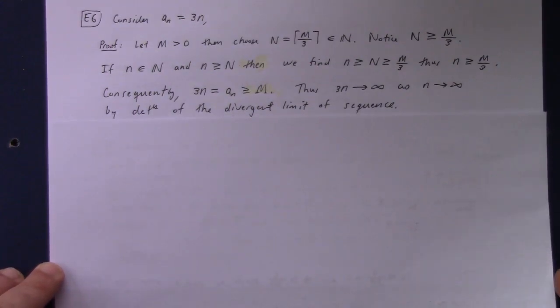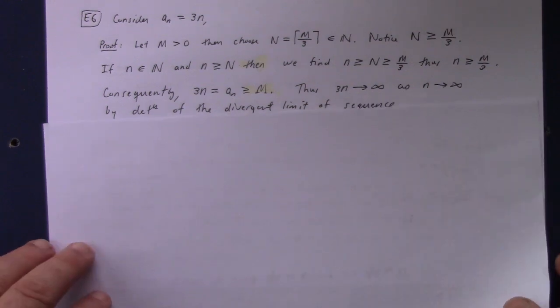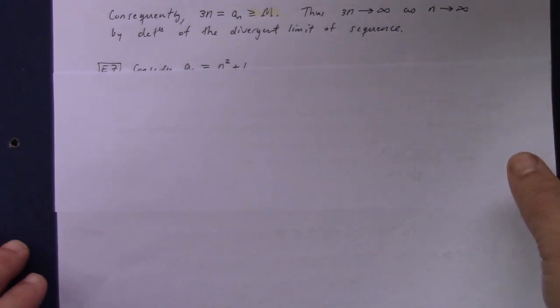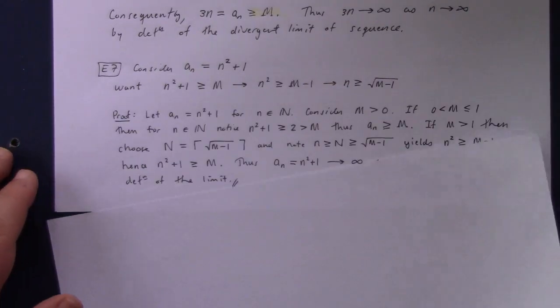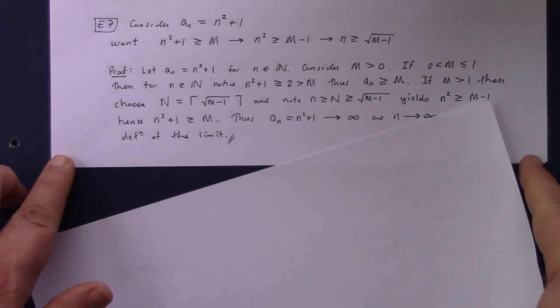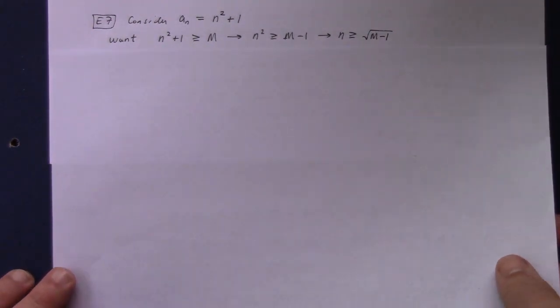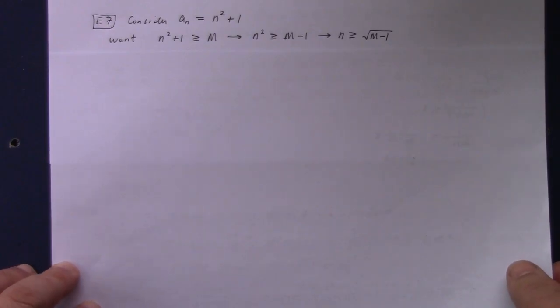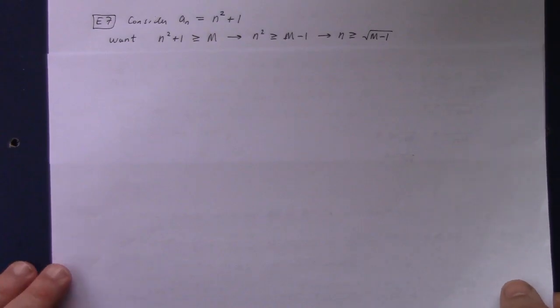Well, I didn't even do scratch work for that one. I just wrote it down. All right. And I think the same is true for the next one. Maybe. Let's find out. Now I've got n squared plus 1. And so here we want n squared plus 1 greater than or equal to M. So that's like saying n squared is greater than or equal to M minus 1. So yeah, I guess I need to look at the square root of M minus 1 as a potential big N. So here's the proof.